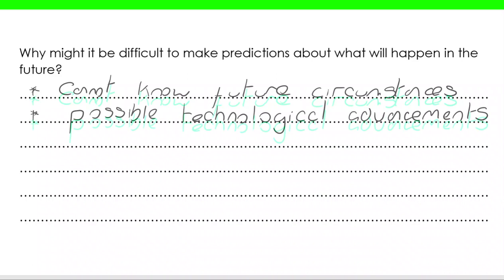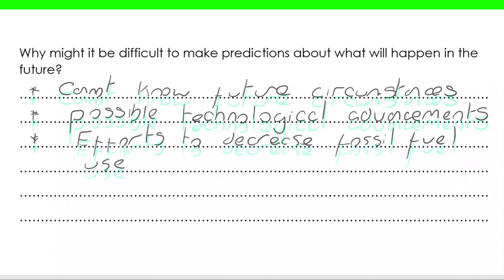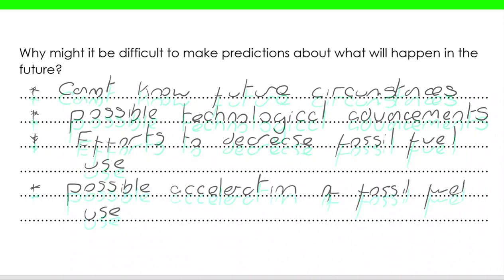There might be technological advancements that mean we can totally abandon fossil fuels, at which point there might be a significant decrease in carbon dioxide, or certainly a stop in the increase in carbon dioxide. There might be efforts to decrease fossil fuel use. Certainly, there are countries around the world that are doing that. But it's also possible that there might be an acceleration in fossil fuel use in other places around the globe.